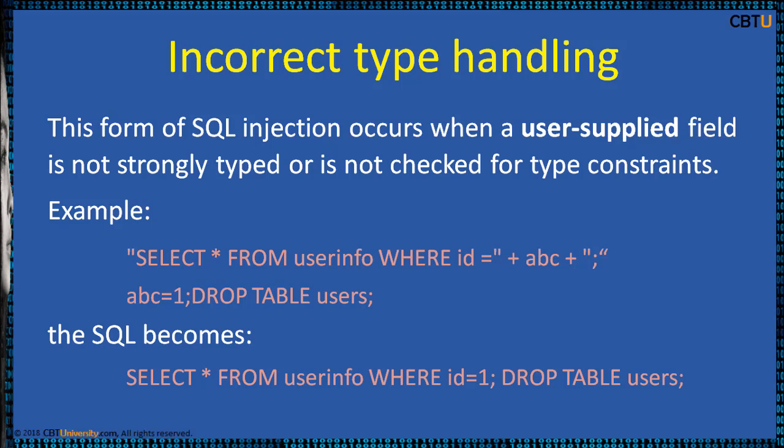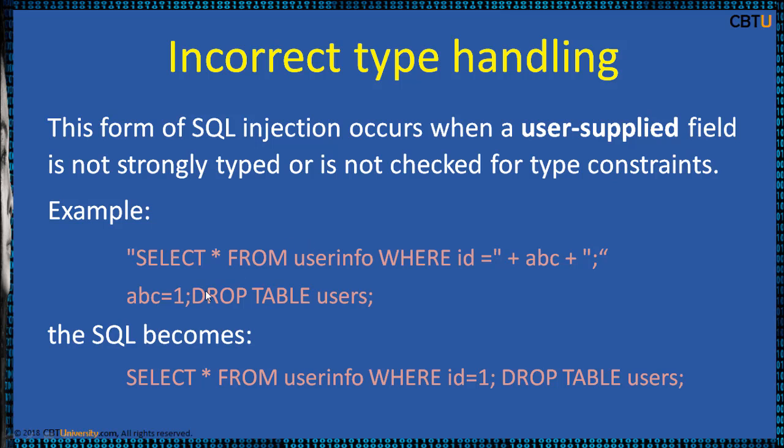Incorrect type handling. This form of SQL injection occurs when a user-supplied field is not strongly typed or not checked for type constraints. This could take place when a numeric field is to be used in a SQL statement, but the programmer makes no checks to validate that the user-supplied input is numeric. For example, select star from user info where ID is ABC. From this statement, ID may be a numeric. However, if it is in fact a string, then the end user may manipulate the statement as they choose, thereby bypassing the need for escape characters.